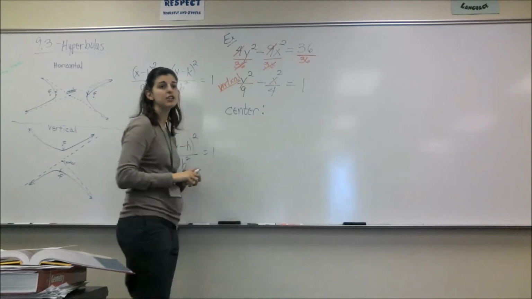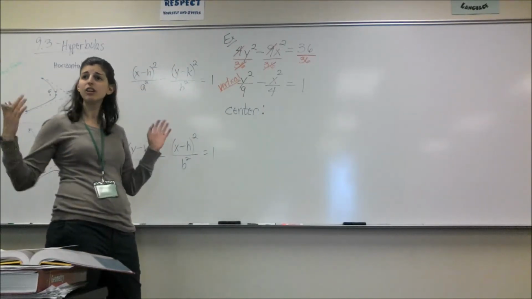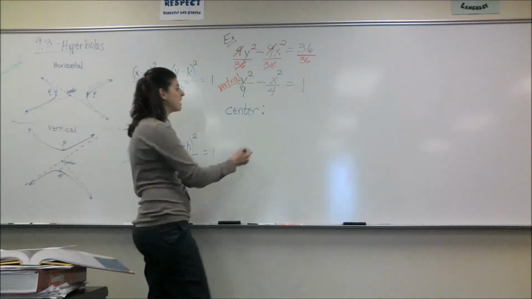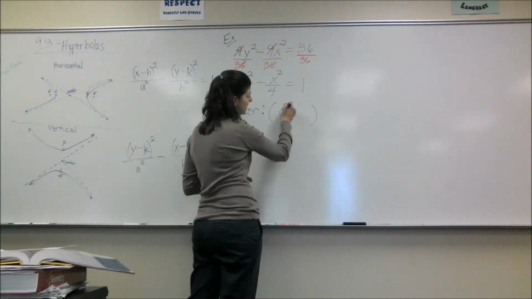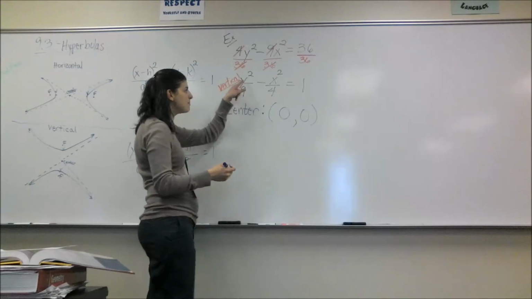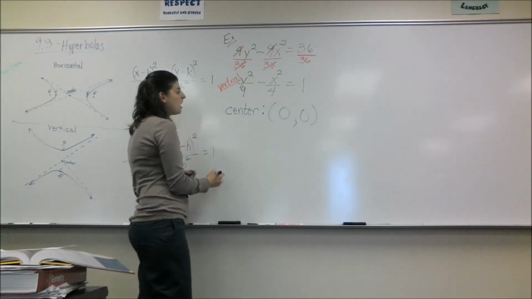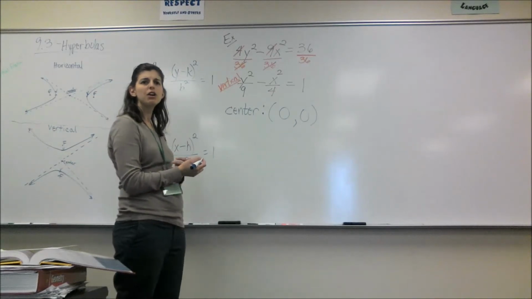Okay, so the center is still h, k. It's still going to be the numbers that are subtracted in the squared quantities from x and y. So the center for this one is still 0, 0. This is like y minus 0 quantity squared, x minus 0 quantity squared. Okay. The asymptotes, let's do those next, okay?